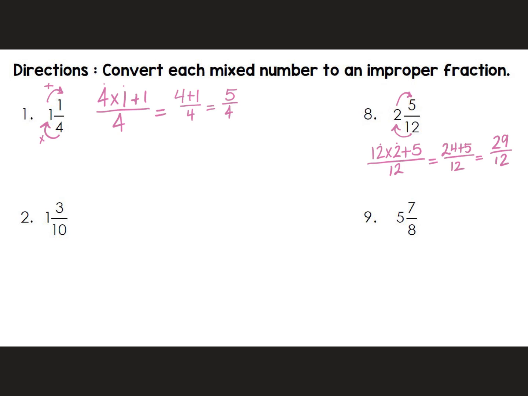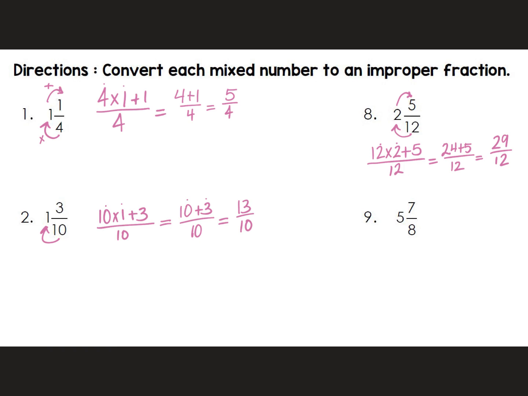All right, let's try number 2. What do we do? 10 times 1 is what we do first. Then we add the remainder. My denominator stays the same. So 10 times 1 is 10. Add my numerator. Denominator stays the same. Add these two together. I have 13/10.